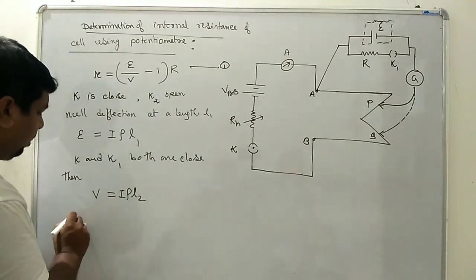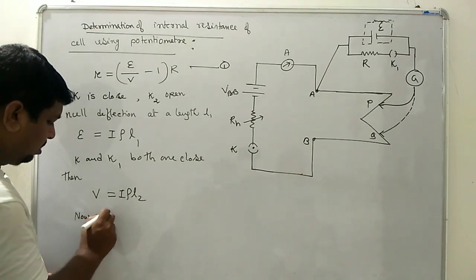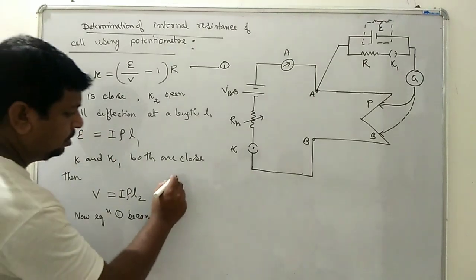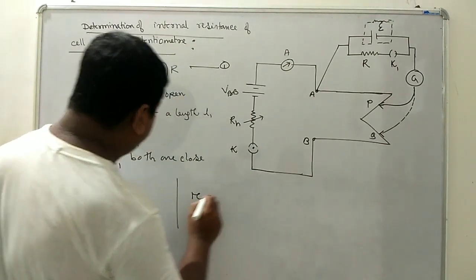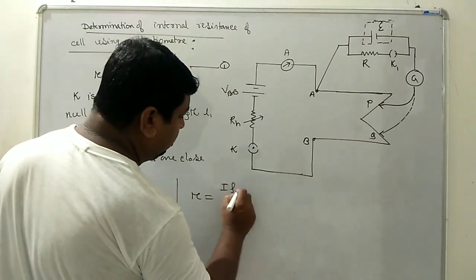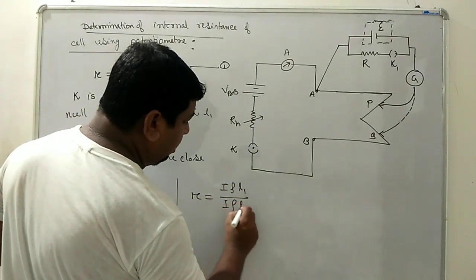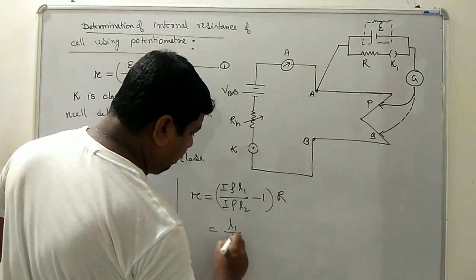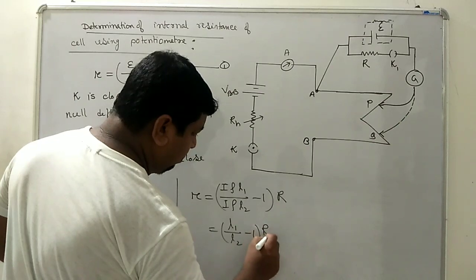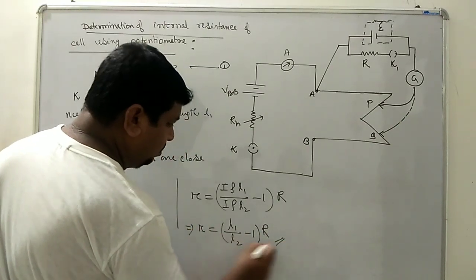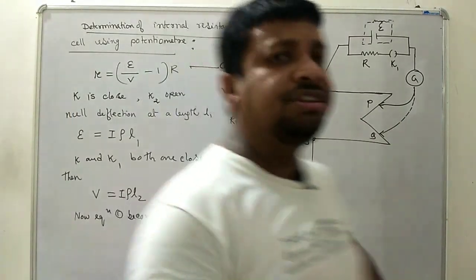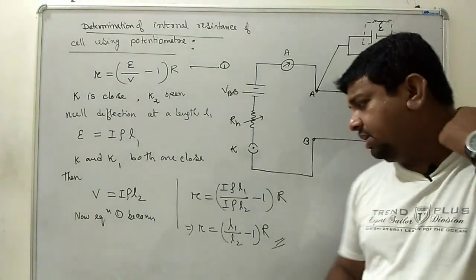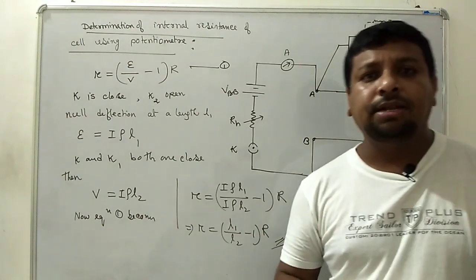So now equation 1 becomes: small r equal to I rho L1 by I rho L2 minus 1 into capital R, that means L1 by L2 minus 1 into capital R. So this is the formula for determining the internal resistance of a cell using a potentiometer: small r equal to L1 by L2 minus 1 into capital R.